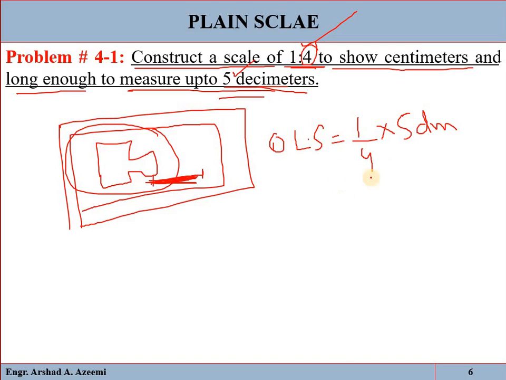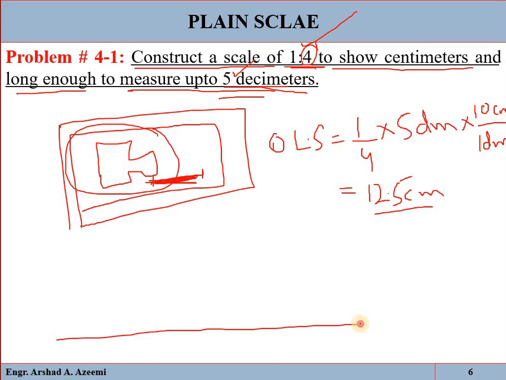Okay, so 1/4 multiplied by 5 decimeter multiplied by 10 centimeter, since in 1 decimeter we have 10 centimeter. So if you solve it, 5 tens are 50, divided by 4, so you will get 12.5 centimeter. Okay, now remember that you have to draw a line of 12.5 centimeter.